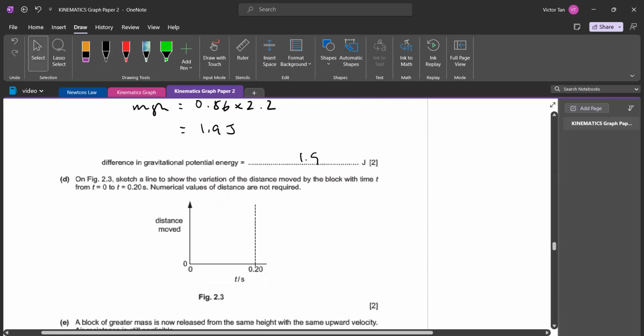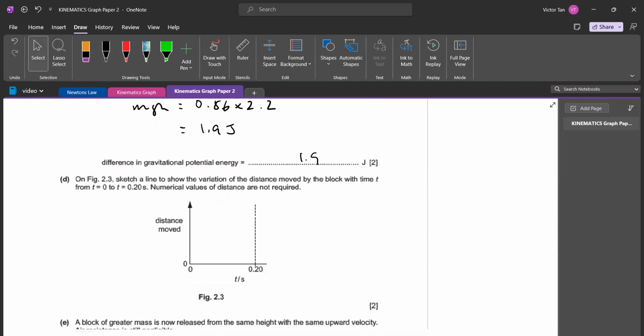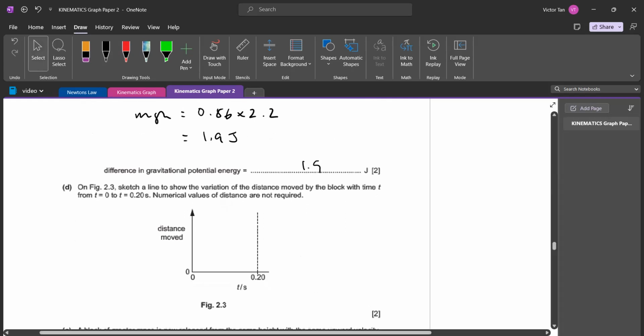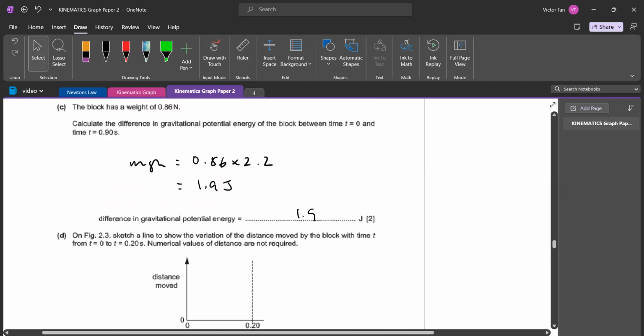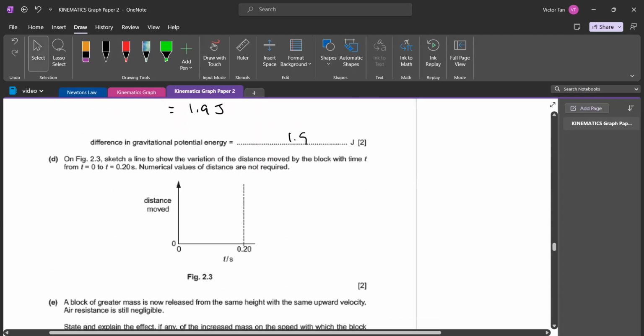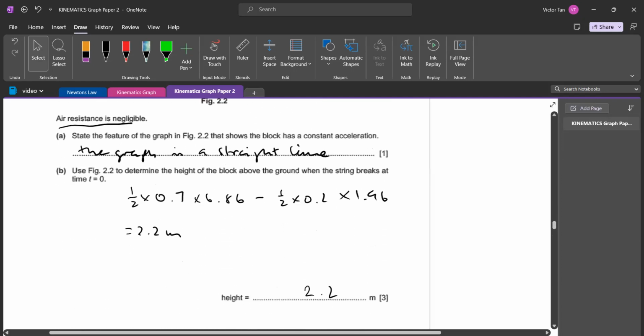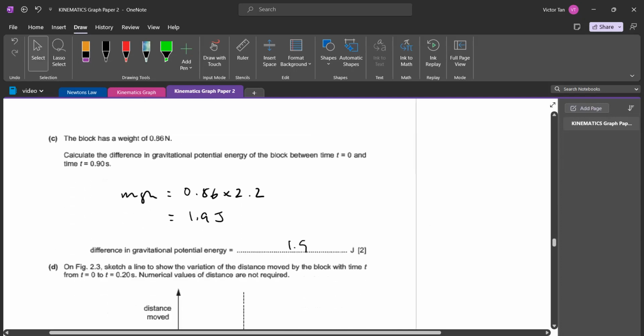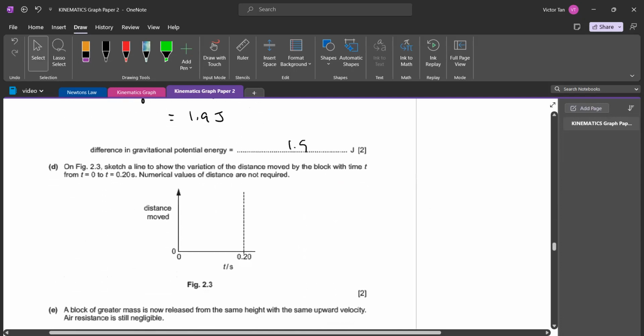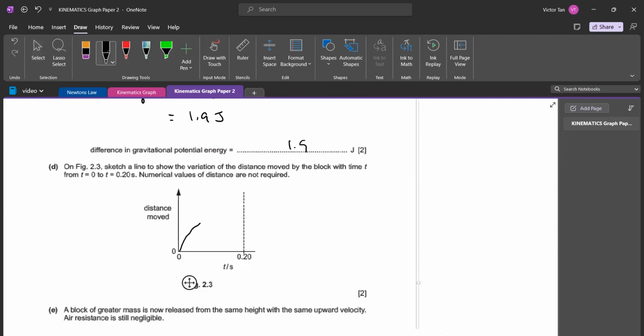On figure 2.3, sketch a line to show the variation of the distance moved by the block with time t from t equals 0 to t equals 0.2 seconds. Numerical values of the distance are not required. So it's 0.2 seconds. It is moving up. The speed is decreasing until it is 0. So the gradient must decrease to a value of 0.